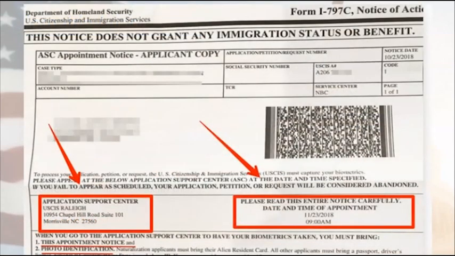Do not forget it. Here is a copy of the Form I-797C, and this is how it should look. You see there, first of all, your name, your date, your case number, and obviously where you need to go in order to get your biometrics or fingerprints done. Make sure you follow through with this letter.